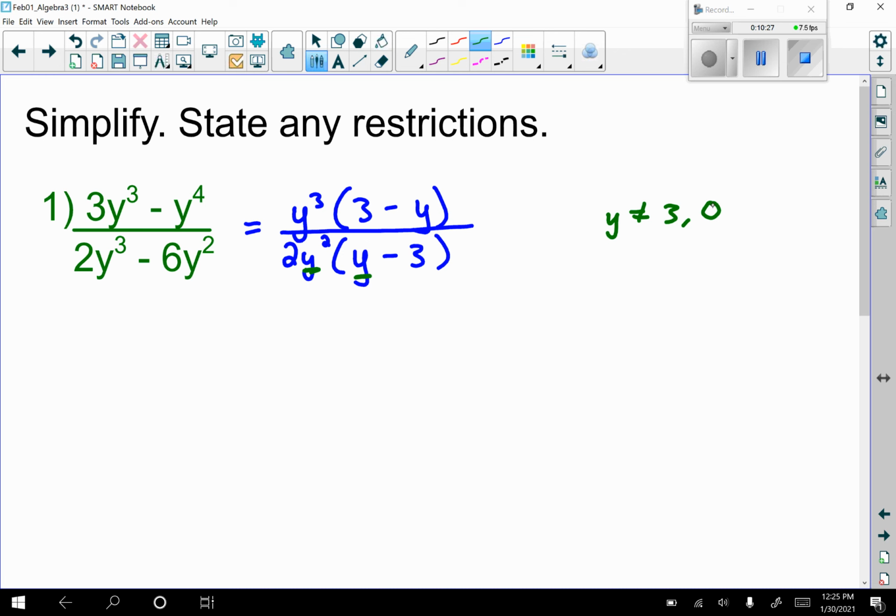All right, so now we're going to cross out. I can cross 2 y's out from here with 1 from the top. So now I still have a y left in the top. Now if you notice, the 3 minus y and y minus 3, are those opposites? Yes. So when I cross those out, I'm going to leave a negative 1 up top. So now my final answer is going to be a negative y over 2. That's all that's left.